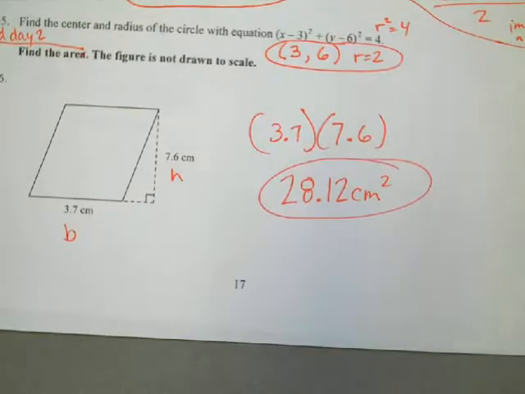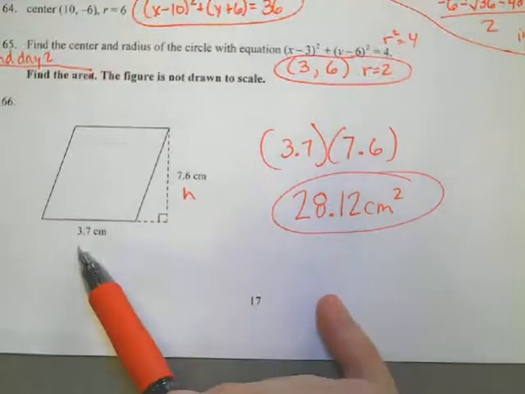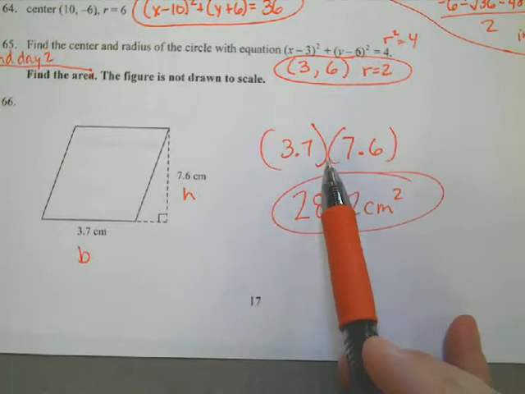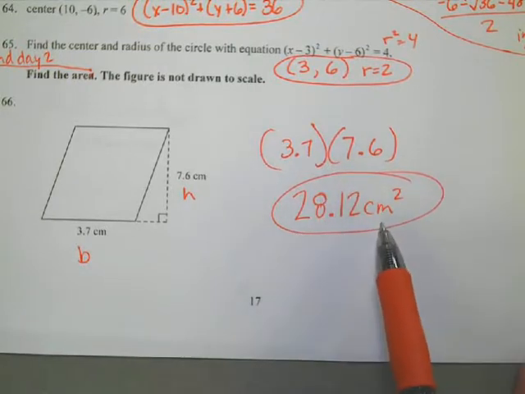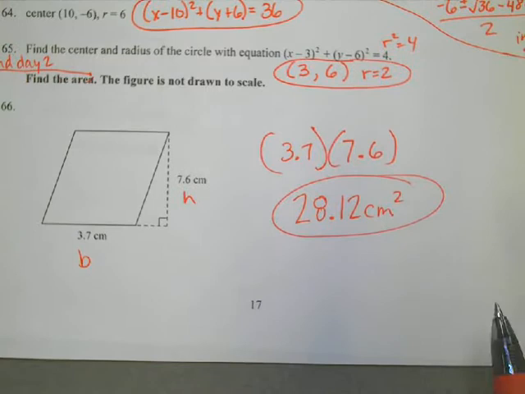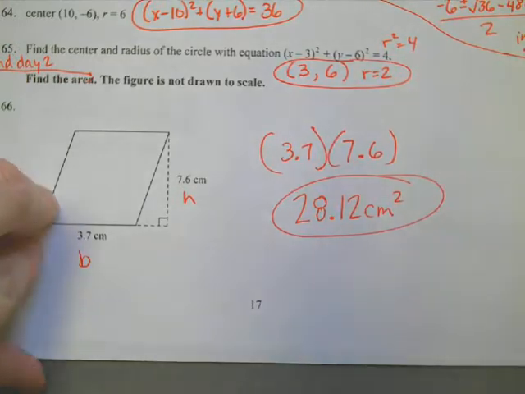The 66 is area of a parallelogram, which is just base times height, or in this case 3.7 times 7.6, which gives you 28.12 centimeters squared. And again, if you need to pause this, please do that. I'm going to keep going just to try to keep the video as short as possible.